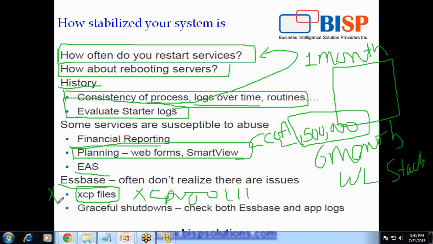So these are the cases which happen if people abnormally stop the Essbase server. There are many other instances. You should be smart enough to handle them.